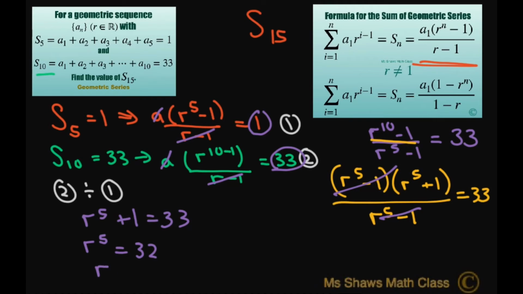So r is going to equal 2, because 2 to the power of 5 is 32. So basically r is just going to be 2. Let me just write it like that. This is 2 to the power of 5.